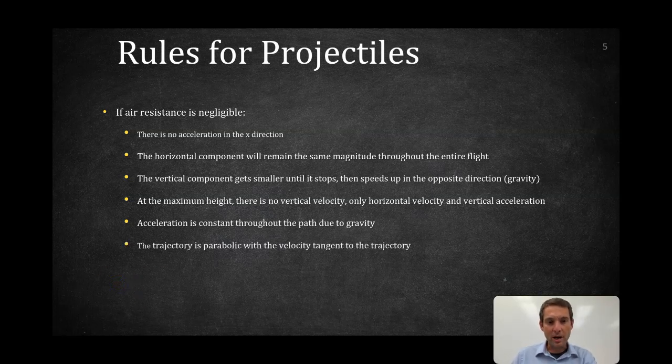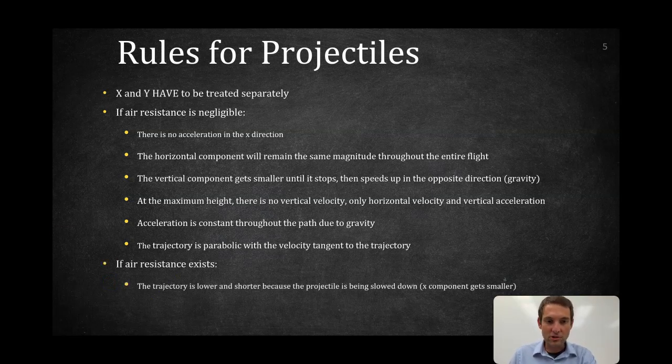The trajectory is a parabolic shape with a velocity that is tangent to the trajectory. If air resistance does exist, then the trajectory will be lower and shorter because the projectile is being slowed down, which means the x component of the velocity is getting smaller.